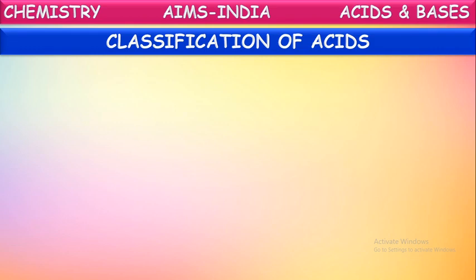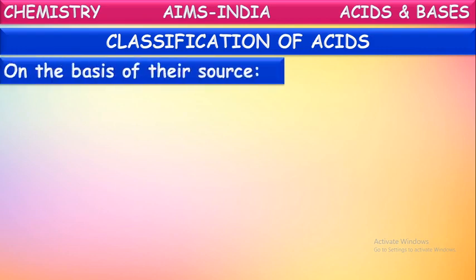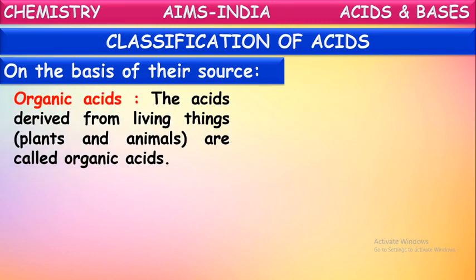How to classify these acids? Let us see the classification of acids based upon certain properties. One of them is based upon their sources, that is, where they are available to us. Based upon the source, acids can be classified into two types.